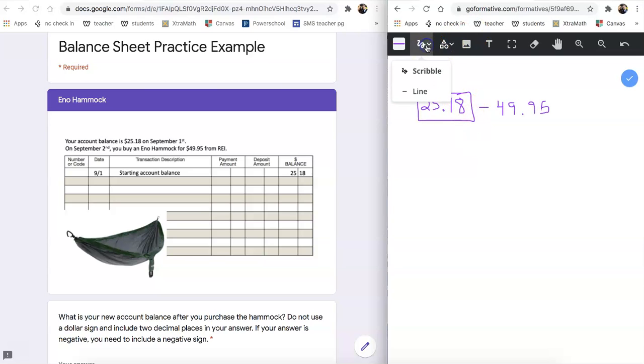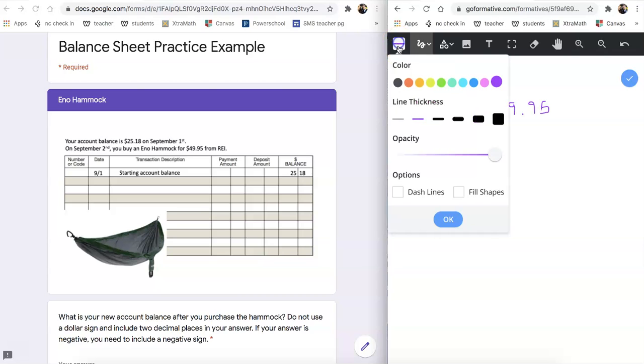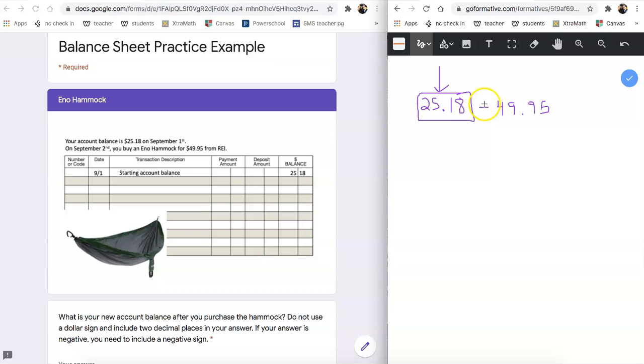So let's go ahead and change this. Well, I'm going to pick a different color. Change this to addition. So I add the opposite. So this can now be written as $25.18 plus a negative $49.95. Now that this is addition, I can use my addition rules. Signs are different, we subtract.